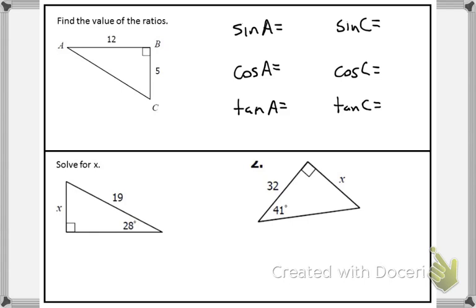So let's first get some basic identifying out of the way. I have a right triangle here. It's a 12 and 5. Hopefully by the Pythagorean theorem we understand that we could find the third side. It is also a Pythagorean triple, and that comes out to be 13. So sine of A is opposite over hypotenuse, 5 over 13. Cosine of A is adjacent over hypotenuse.